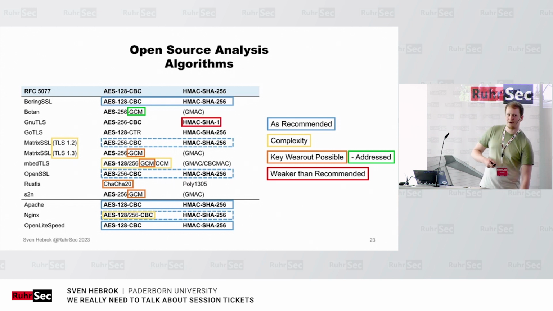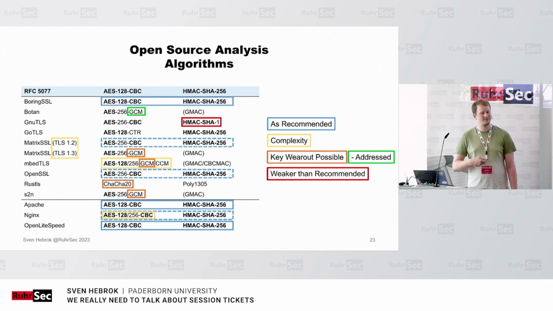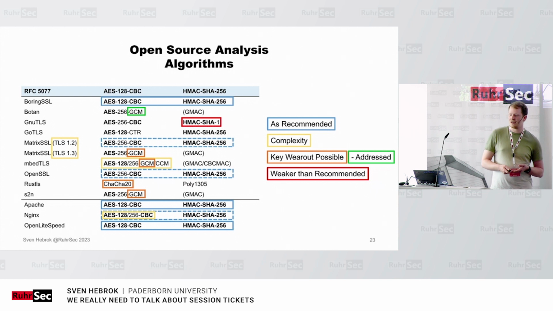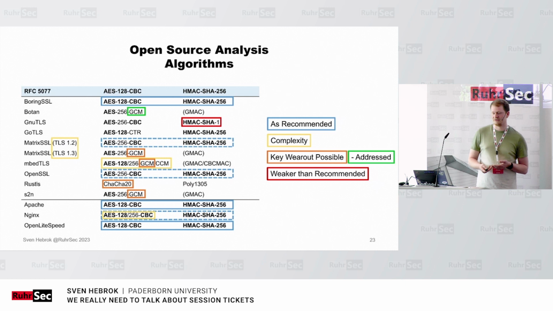And the one that stands out is GnuTLS, which, while they chose AES-256-CBC, which is stronger than the recommendation, chose HMAC-SHA-1, which is weaker than the recommendation. This isn't broken in any way, but it's still weaker than recommended. So this stood out a bit, but overall, it's not too bad.